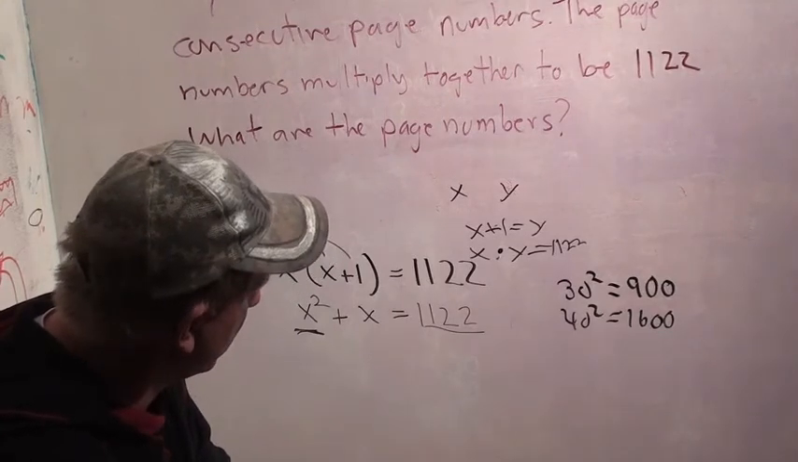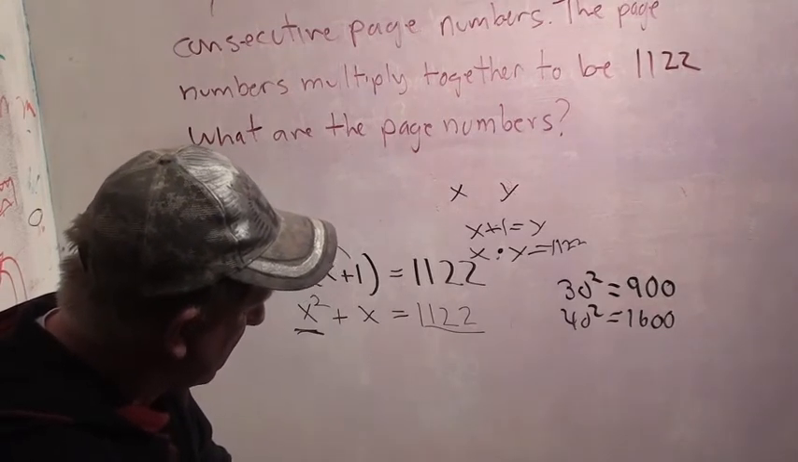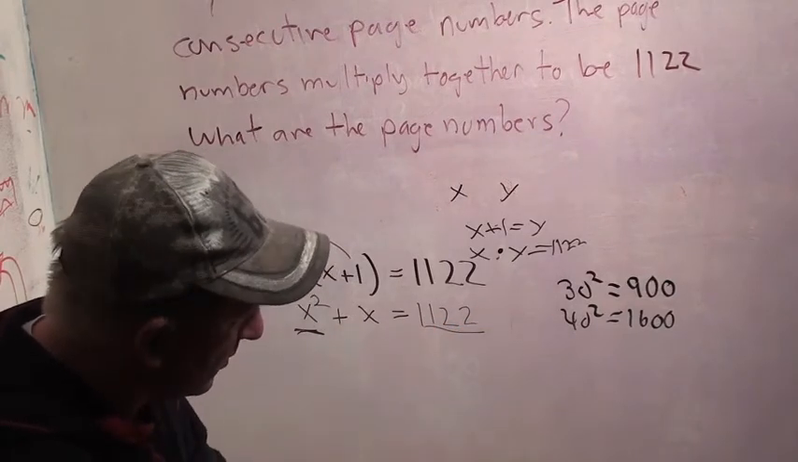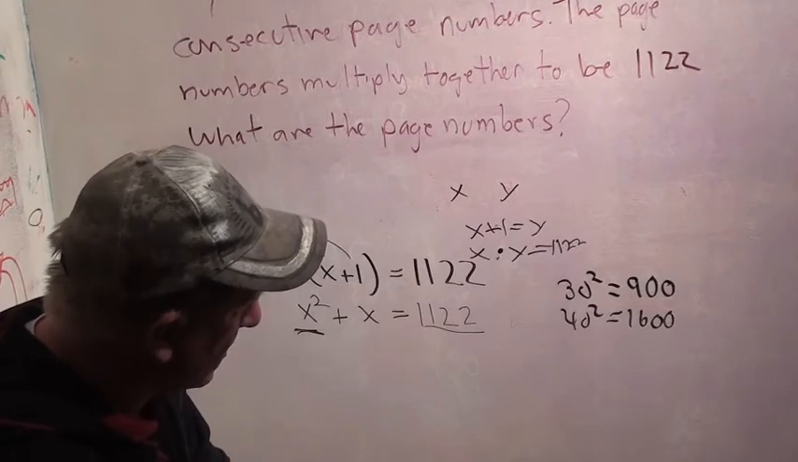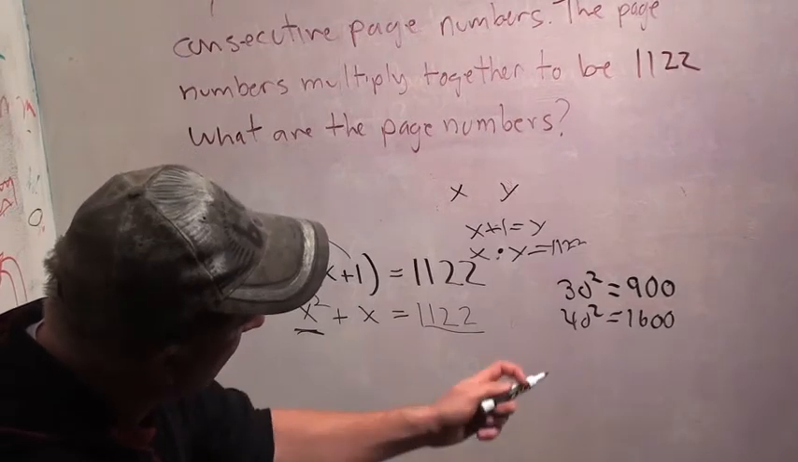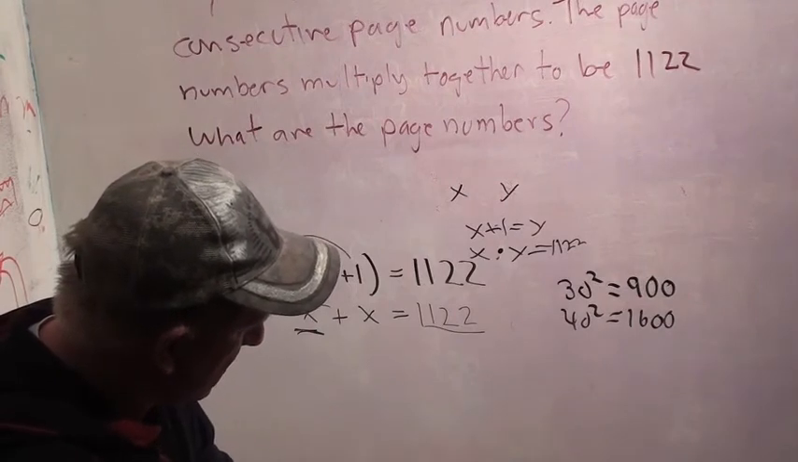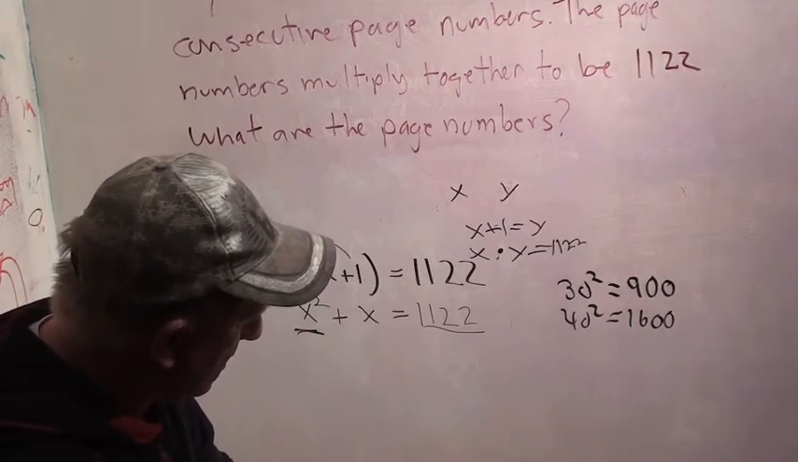So try a number to guess first. Well, you know 30 squared plus 30 is 930, so it's just too low. And you know 40 squared is going to be too big. So the answer is going to be closer to 30 than to 40. How about trying something like 33?